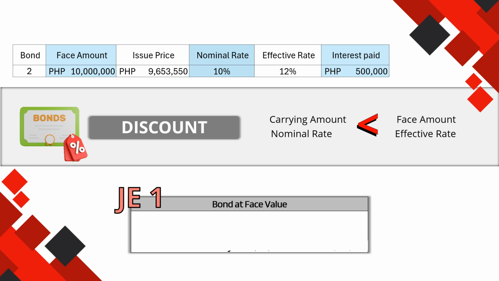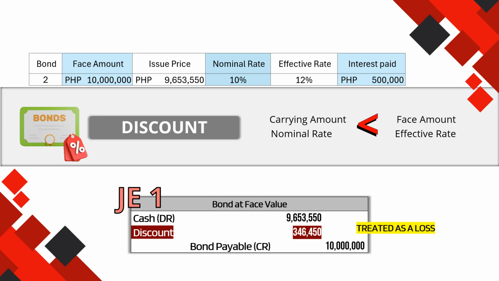So, again, you journalize by crediting the bond at face amount. So, same pa rin, 10 million. Pero now, you will debit cash, kasi yun yung na-receive mo lang eh. Ang na-receive mo lang pala is 9,653,000. Anong gagawin natin dun sa butal? We will call it a bond discount at 346,450, which will be treated as a loss that we need to amortize throughout the life of the bond, right?